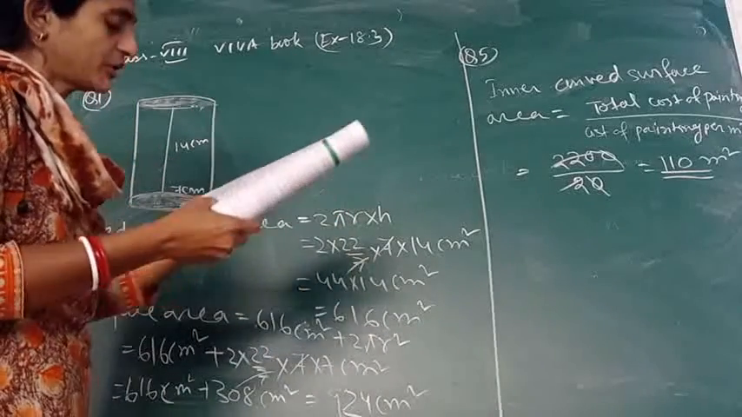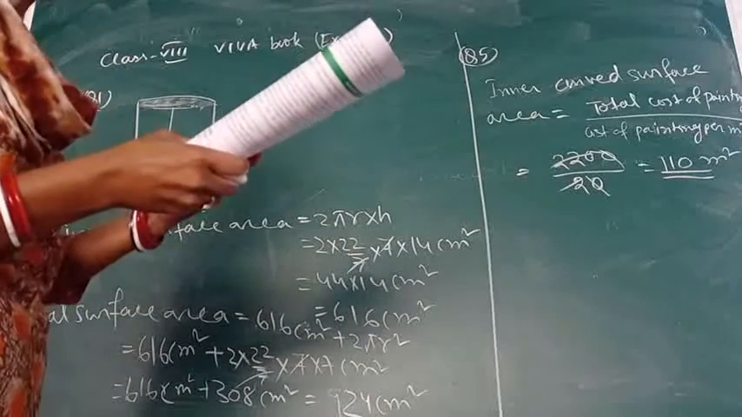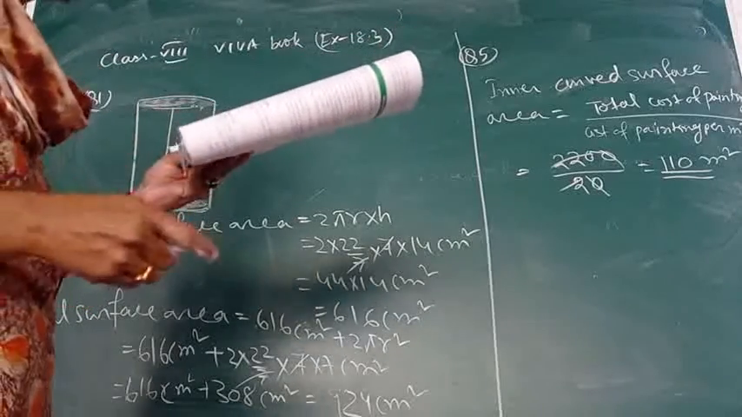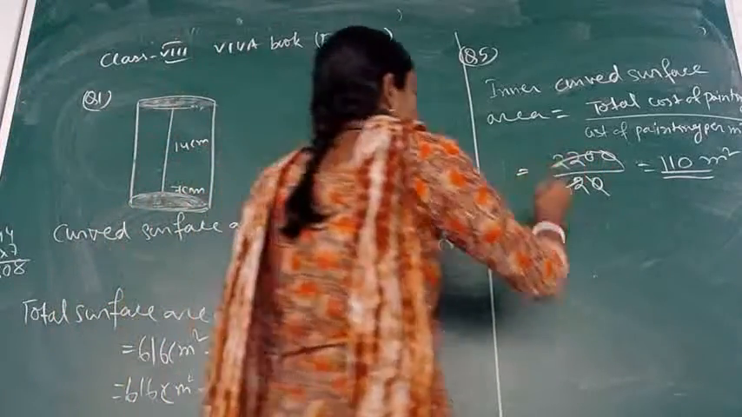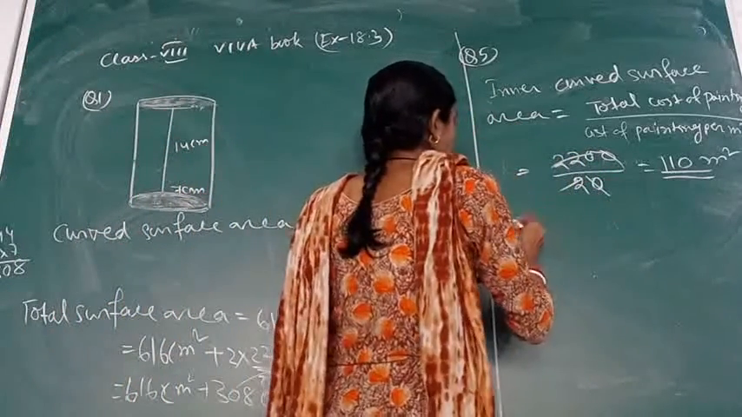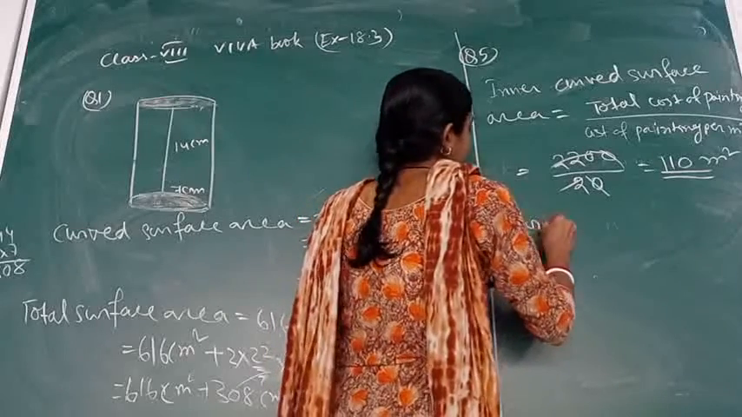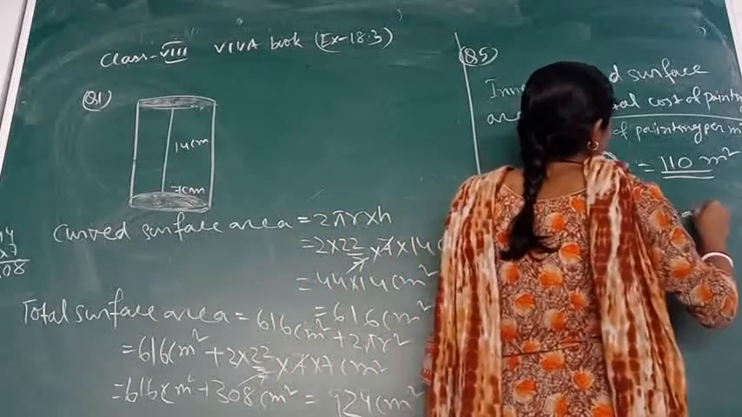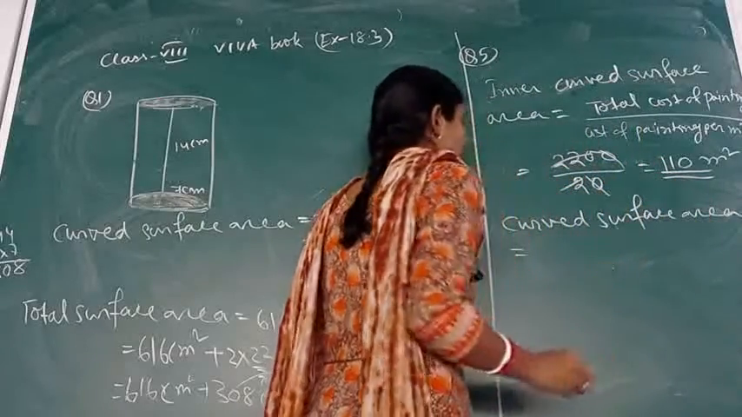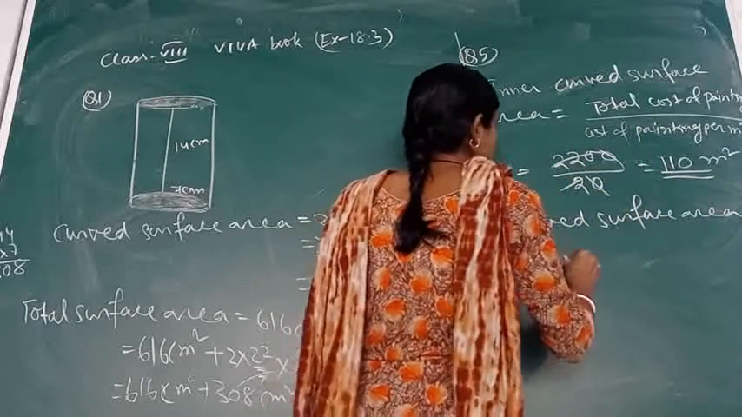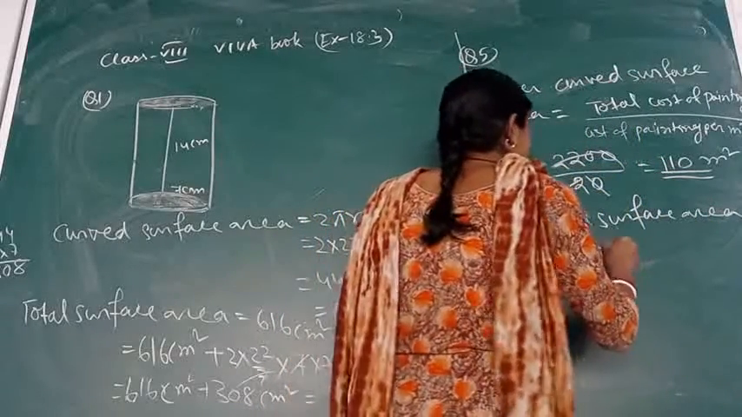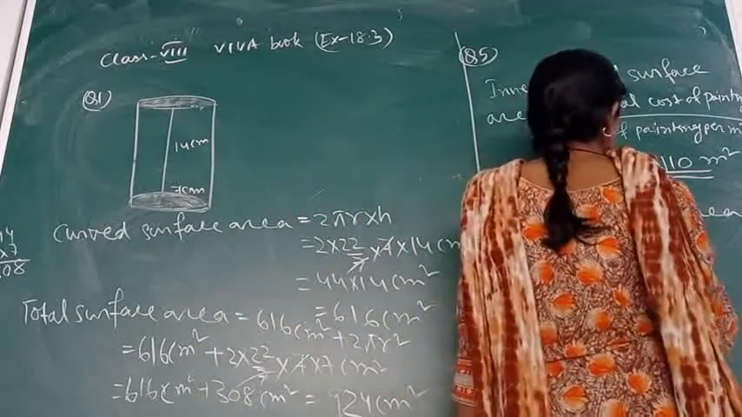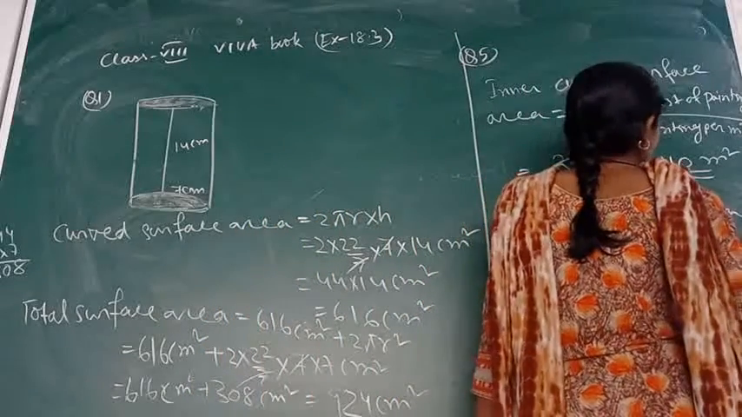Now come to the lower part of this question. Here you have asked the radius of the base. Now we can write by the formula of the curved surface area, curved surface area is equal to what? Curved surface means we are talking about 2 pi r into the height. Yes. So that one, according to the question, is equal to 110 meters square.